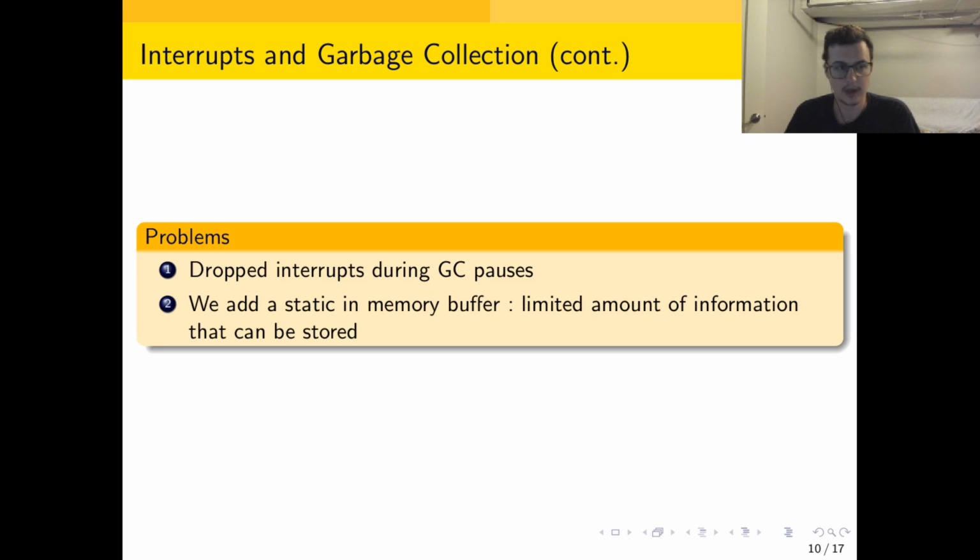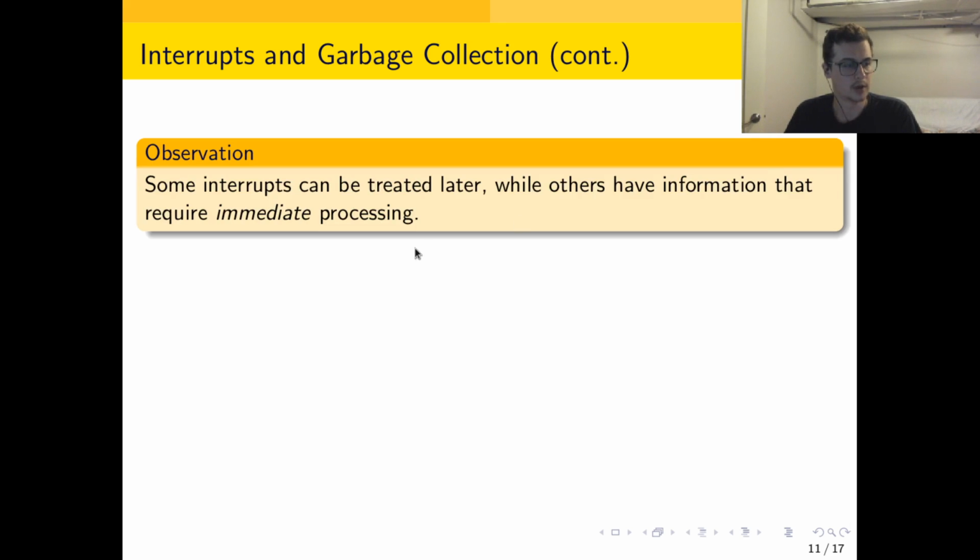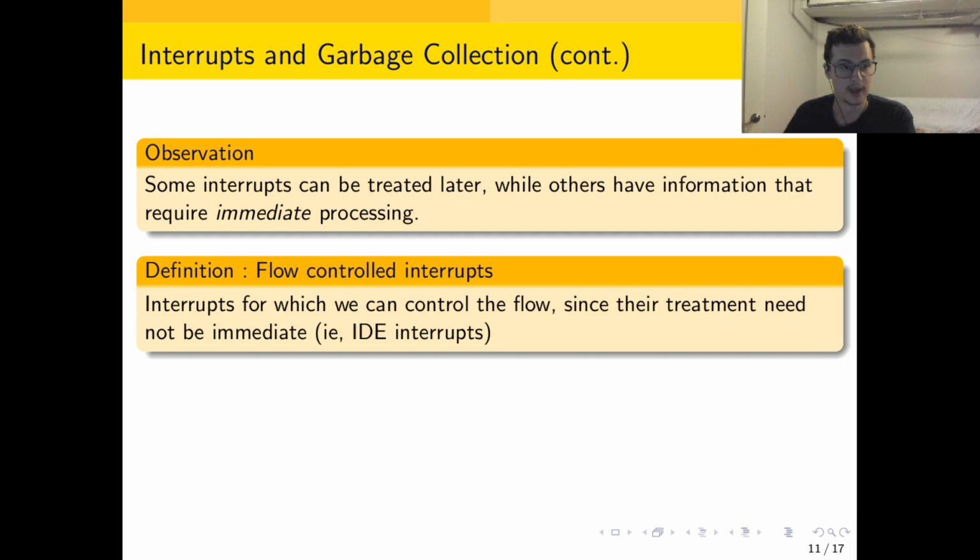So in order to mitigate that problem once more, we made the following observation. Some interrupts can be treated later in the sense that they don't have to be handled right away, while other interrupts need to be handled as fast as possible, because if we don't, we're going to start losing data in that part of the interrupt system also. So for example, IDE or hard drive interrupts only act as a signal and tell you that the disk is ready for receiving or sending data. So you can delay these interrupts until you're ready to really deal with them. And we call these interrupts flow control interrupts because we can control the flow of execution of these interrupts.